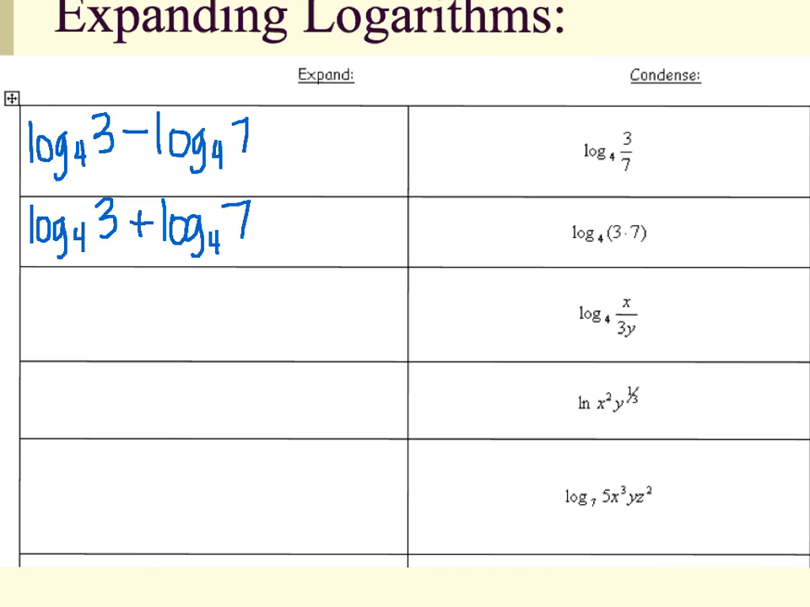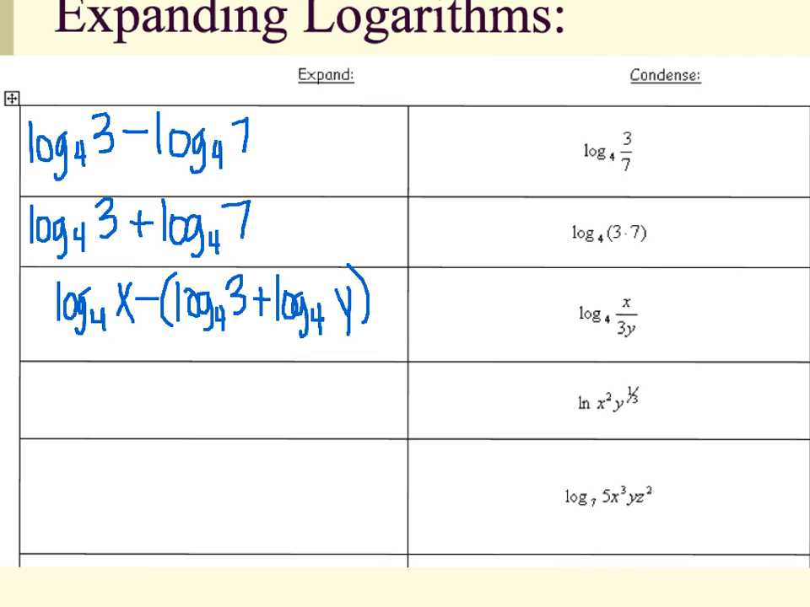This next one gets a little trickier, so we've got division, so we're going to have log base 4 of x minus, and then we've got two things multiplied, so that becomes addition. So this looks like this: log base 4 of x minus log base 4 of 3 plus log base 4 of y.